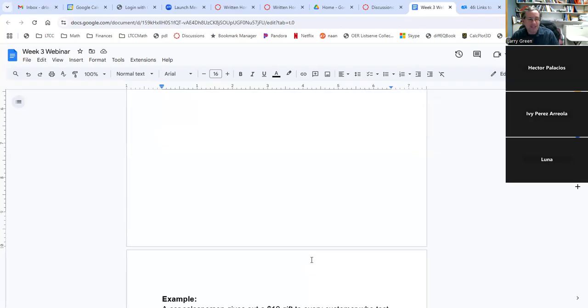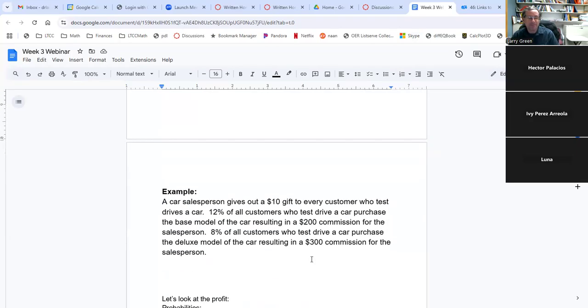Okay, so now it's time for an example. Here we go. A car salesperson gives out a $10 gift to every customer who test drives a car. I don't know if you've ever had that happen to you, but often they'll give you a little prize to test drive. Let's suppose that 12% of all customers who test drive a car purchase the base model of the car, resulting in a $200 commission for the salesperson. And by the way, the salesperson has to pay for the gift, no matter what.